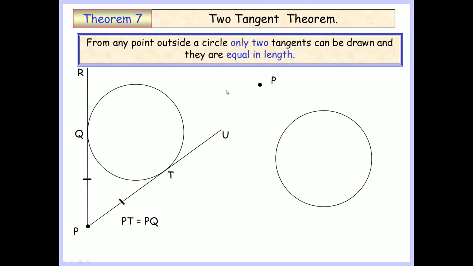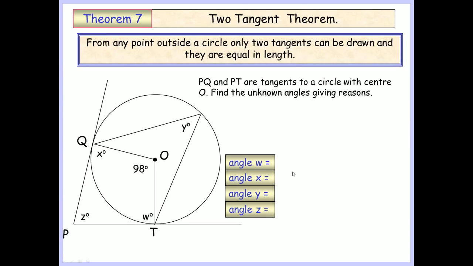Similarly, here's another example with P up there out of the way. The two tangents, PQ and PT, are going to be equal. Let's look at an example, and you're starting to see the complexity of these things. We have got angles subtended all over the place. We've got tangents. We've got points outside the circle. It says that PQ and PT are tangents to a circle with center O. Find the unknown angles giving reasons.